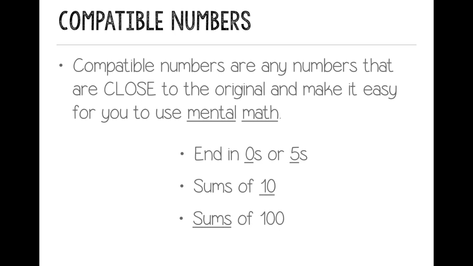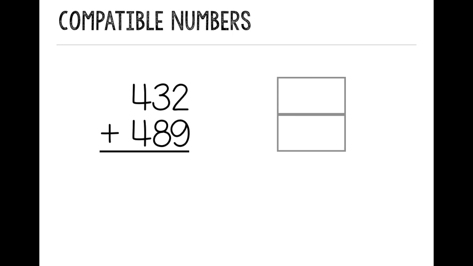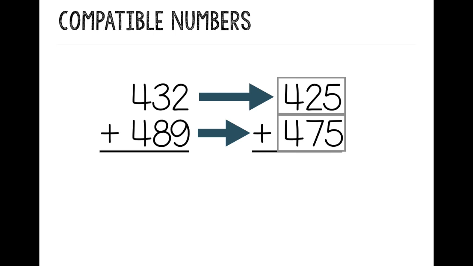So let's look at an example using compatible numbers. We have 432 plus 489. And if I'm going to use compatible numbers, remember I'm trying to just find some numbers that are close that I can add easily in my head. So when I look at 432, that looks pretty close to 425. And I like 425 because it has that 25 in it, which makes me think of a quarter. And 489 is close to 475. Again, I'm going with 25s because it makes me think of quarters.